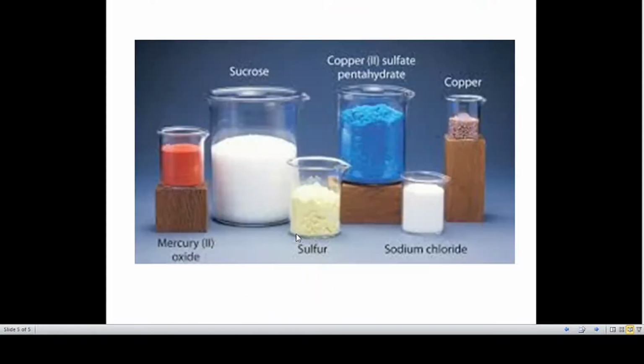Let's look at another example. Here are a bunch of different substances. This is a mole of mercury 2 oxide. It's a mole of sugar, a mole of sulfur, a mole of the copper sulfate pentahydrate, a mole of copper, a mole of salt. They all have different masses and different volumes. Again, because of the size of the atoms themselves. So this amount of mass that each substance has when it makes up a mole is called its molar mass.